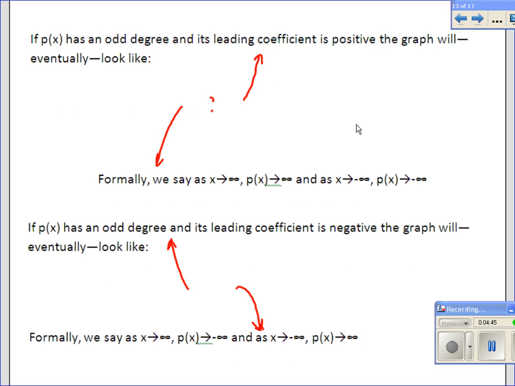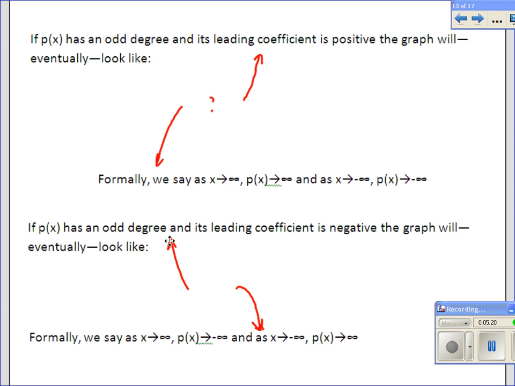Now, if we have an odd degree, so that means that the largest exponent on x is something like 3 or 5 or 1, and the leading coefficient is positive, the graph is going to look roughly like this, increasing here to the right, decreasing to the left. And again, formally, we say as x approaches infinity, goes off to the right, the y values approach infinity. But as x approaches negative infinity, the y values approach negative infinity. So it's decreasing on the left, increasing on the right, and then might have some wiggles in between.